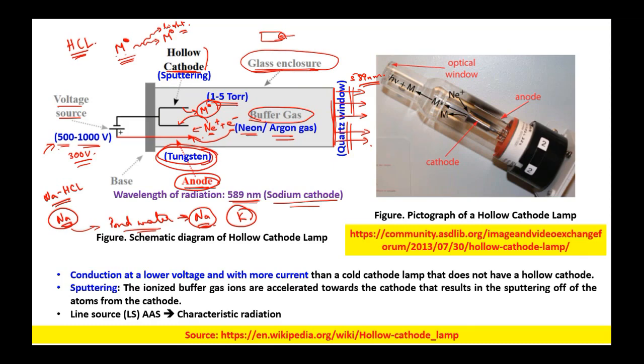So what happens is that if the sodium concentration is low in the solution, the absorption of this light will be lower, whereas as the concentration of the sodium ion increases, the absorption of the light emitted by the sodium hollow cathode lamp will increase in a concentration dependent manner.